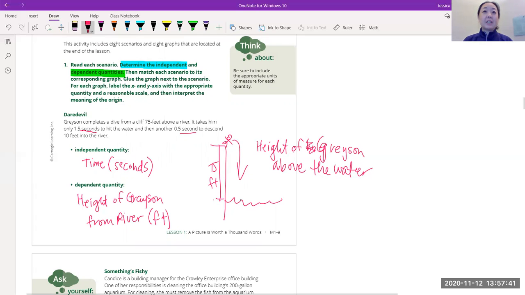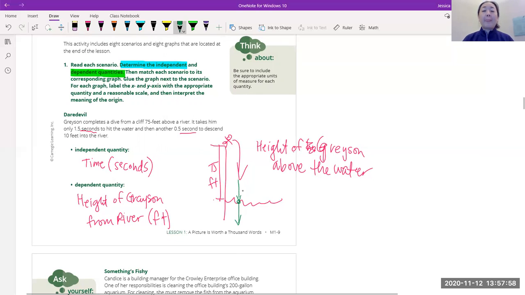So 1.5 seconds to hit the water, and then another 0.5 seconds to descend. So they're continuing on from here. Oh, I should probably use a different color. Let me use green. So descending right here, and then descends another 10 feet, right?